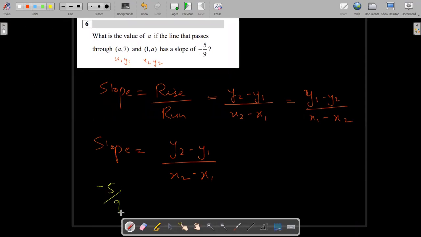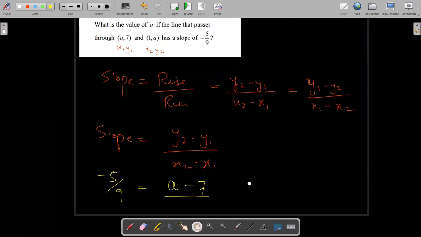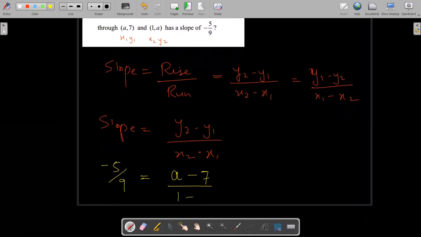-5 or 9 equals y2. How much is y2? It's a, minus y1. How much is y1? 7. Yes, divided by x2 minus x1, which will be how much? 1 minus a. Yes, 1 minus a, exactly. So what will you do after this?